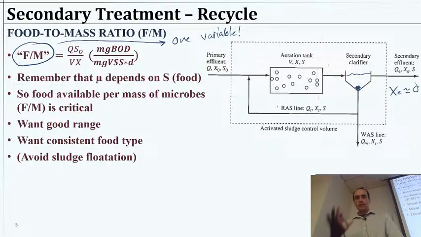Okay, so that's all that to say this food to mass ratio is important, and that's kind of why. And we'll basically be controlling that or considering that as a way where we can relate how much substrate's coming in, given the flow rate, and how much X do we have, how much bacteria mass do we have in our system.